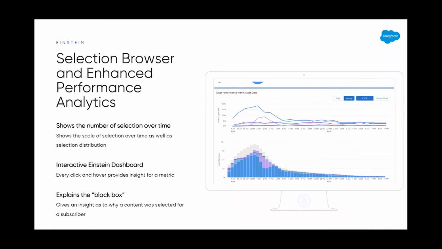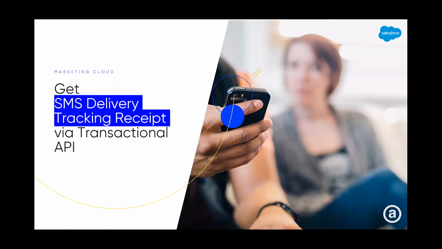But now, let's take a look at a different module of Salesforce Marketing Cloud, which is SMS send under transactional API. In this release of Salesforce Marketing Cloud, SMS delivery tracking receipts are now provided for sends sent using API, particularly the transactional API. Let's take a closer look at what receipt data we can get on this channel of send.